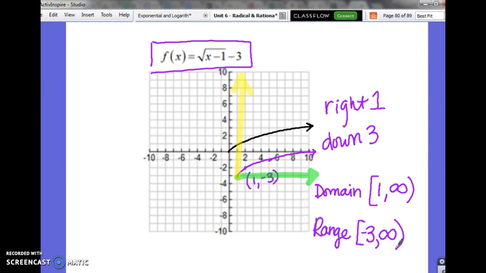So again, domain, you're looking at x's; range, you're looking at y's. And again, if you notice here, this point of origin, the x value should be in your domain somewhere, and then the y value should be in your range somewhere.